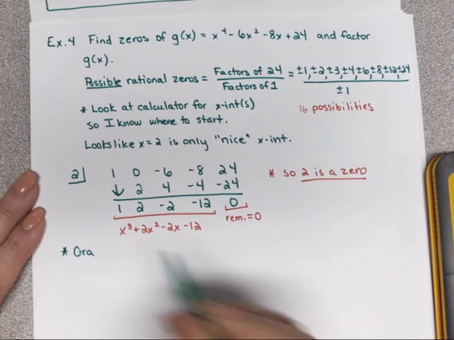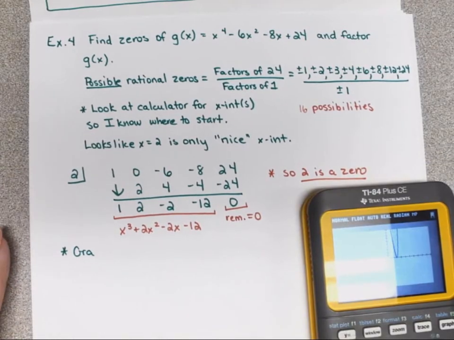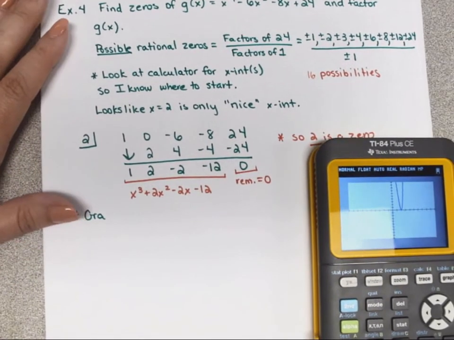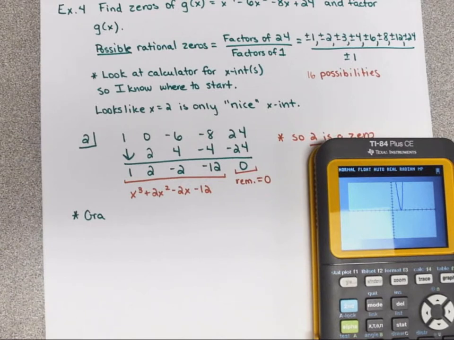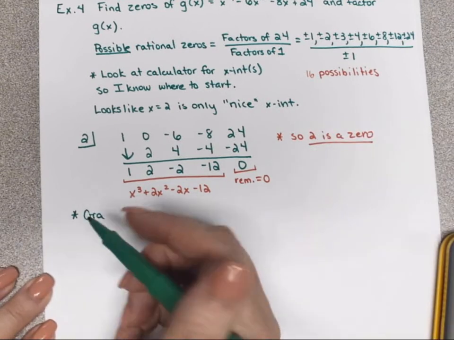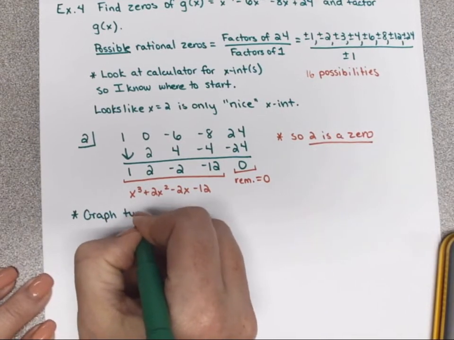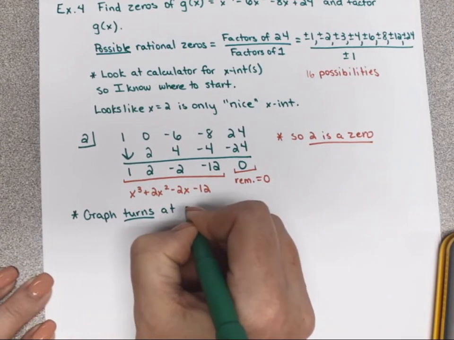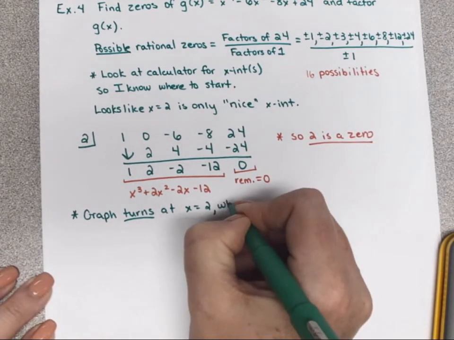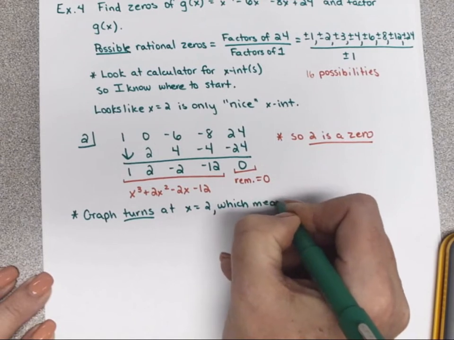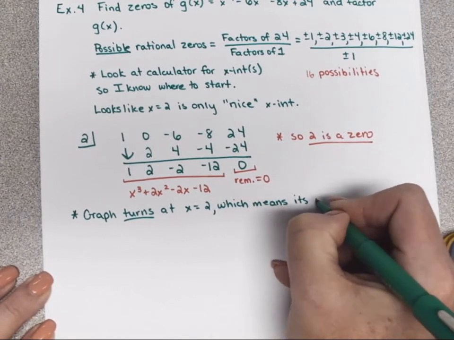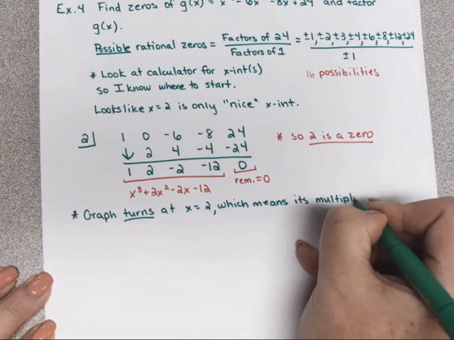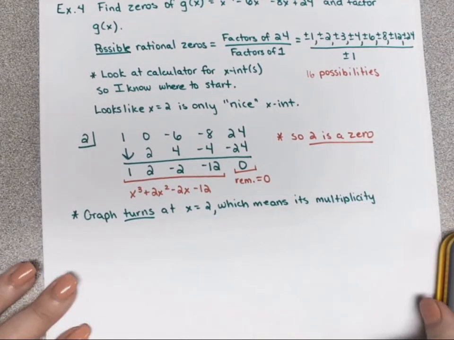Okay, so let's go back to the graph. Notice that not only does it hit at 2, do you notice what else it does? That's maybe different than the previous graph. It actually turns at 2, right? And we have something we know about graphs that turn. We just might have forgotten it. So let's talk about that. The graph turns at x equals 2, which means that its multiplicity is even. Remember, multiplicity is how many times something happens.